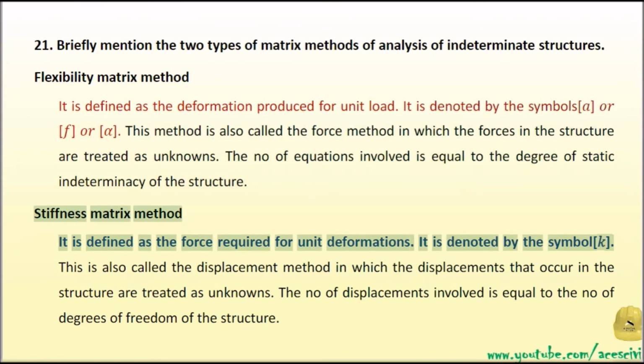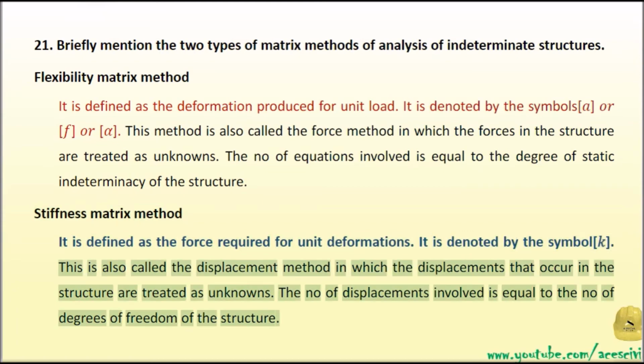Stiffness matrix method. It is defined as the force required for unit deformations. It is denoted by the symbol. This is also called the displacement method, in which the displacements that occur in the structure are treated as unknowns. The number of displacements involved is equal to the number of degrees of freedom of the structure.